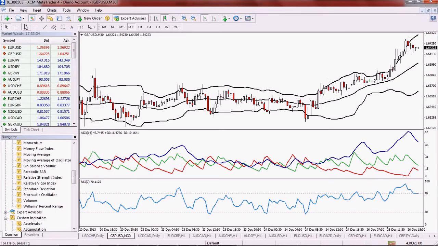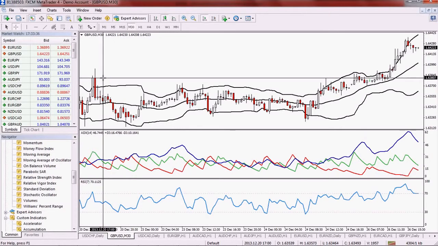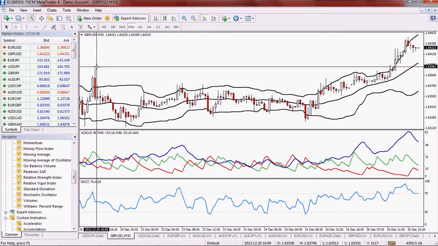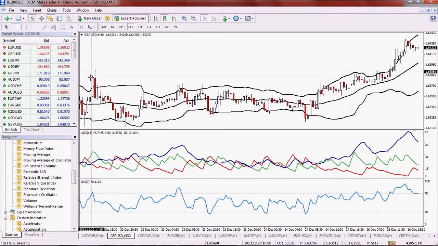And for the stop loss, again you have to keep the stop loss above the high of the candlestick, at least 1 or 2 pips. So this is the rule for a short entry.